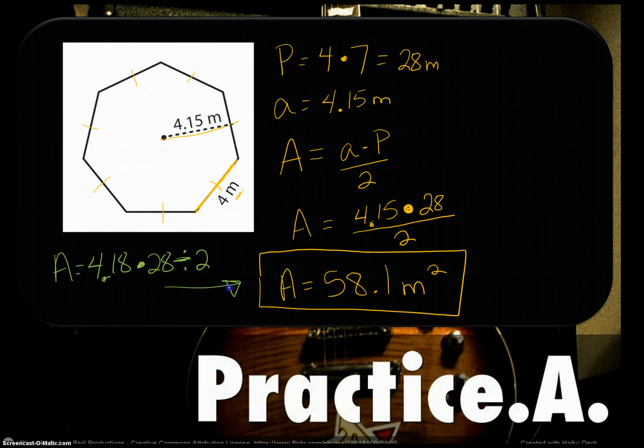So both approaches lead to the correct answer of 58.1 meters squared, because order of operations goes from left to right, multiplication and division in order from left to right. So either way, you're golden. Your area of this heptagon is 58.1 square meters. Let's try another shape.